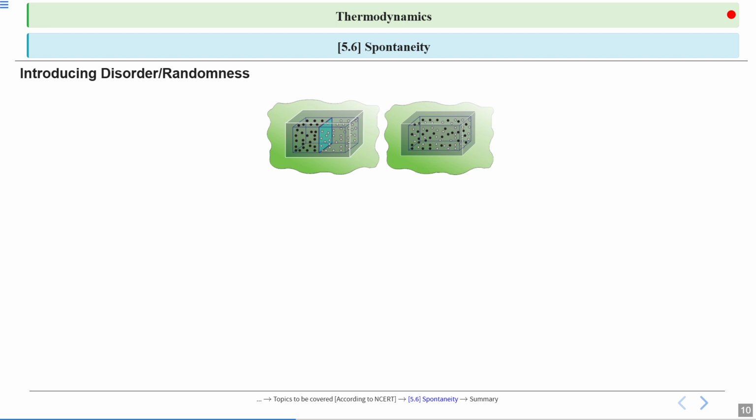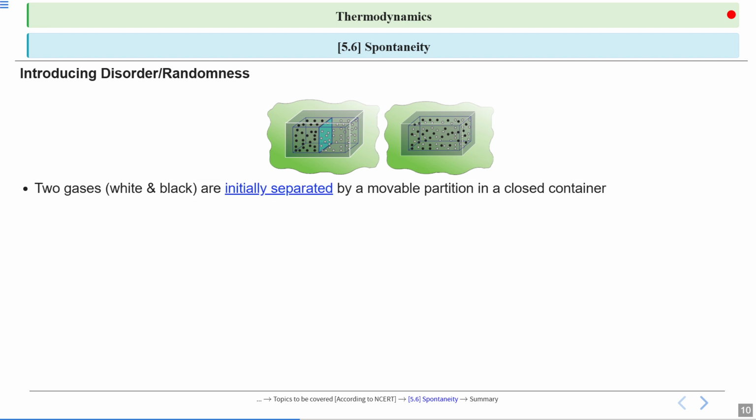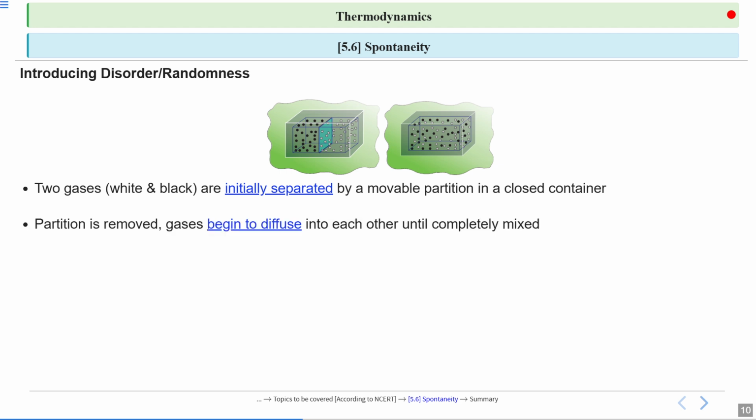Now what are the factors that we can consider here? I said that they are initially separated. Now what is the conclusion of this initial separation? We can say that it is an ordered situation. Okay, it is a much more ordered situation as compared to the right one.